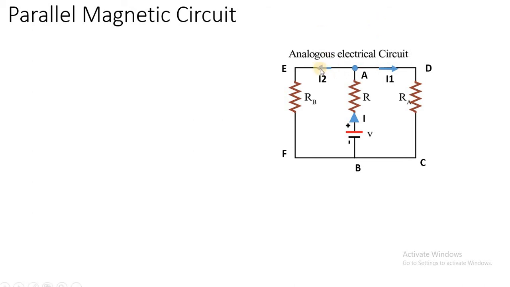Okay. Similarly, I2 will flow in which path? A to E, E to F, and F to B. Very good. Again, at this junction point B, what will happen? I1 and I2 will act as incoming current, and they will add together, and again, at the negative plate of the battery, which current is going? As it is, the total current I. Is it so?